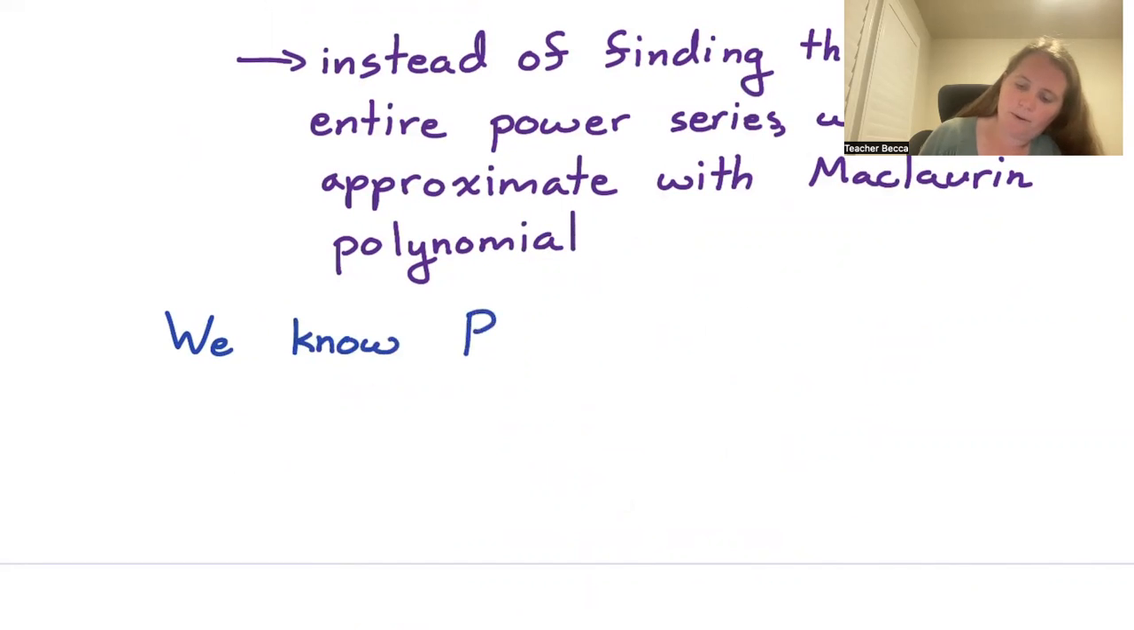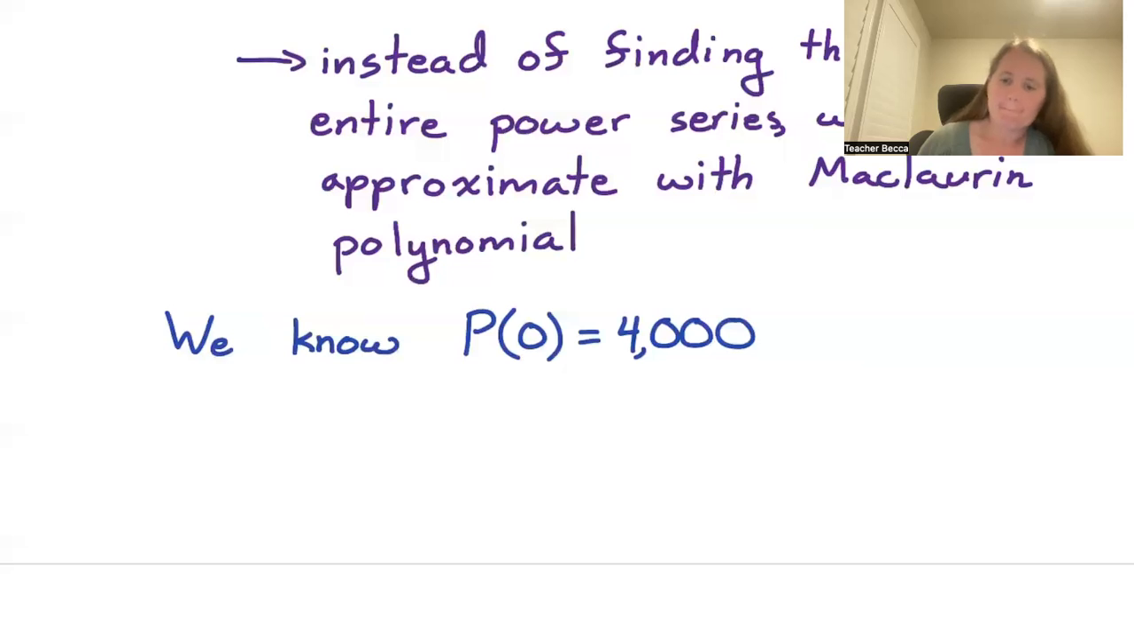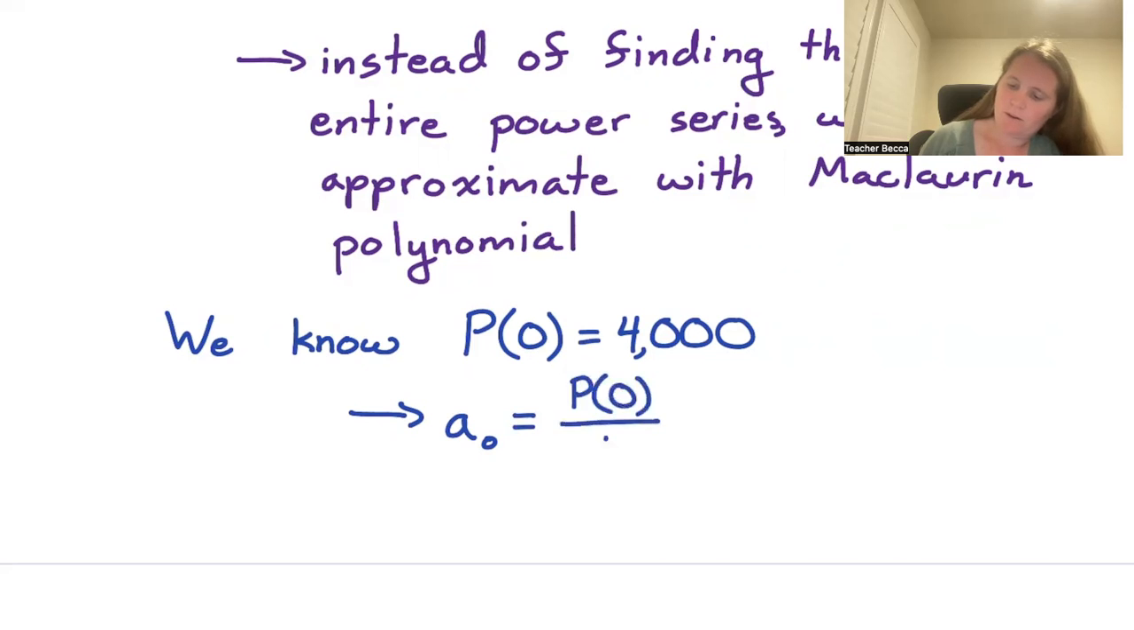So we know that p of 0 is 4,000. So that means that our a sub 0 is p of 0 over 0 factorial, which is just 4,000.